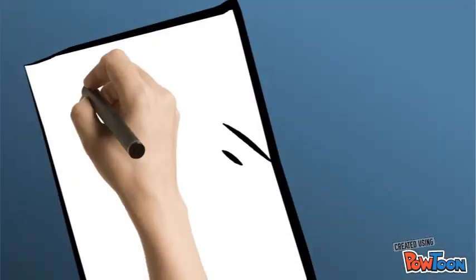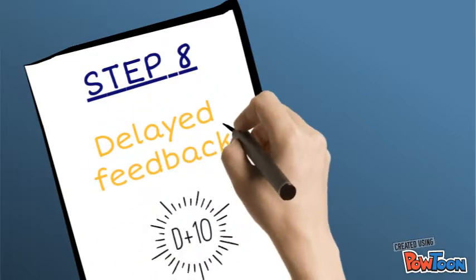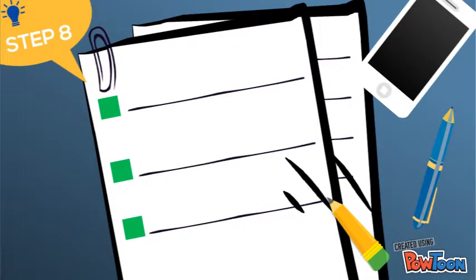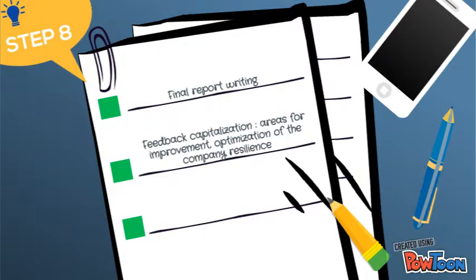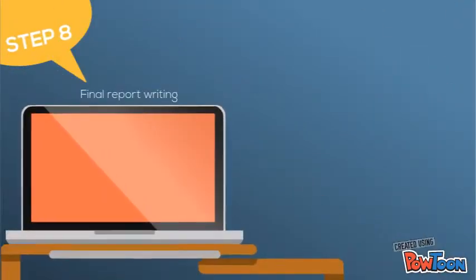Step 8. Delayed feedback. Hold ideally several days after the exercise. The delayed feedback enables a stepping away from the past exercise, to extract lessons. The goal is to identify and capitalize positive points, and suggest improvement priorities on aspects considered as negatives, in order to improve the resilience. A final report is drafted.